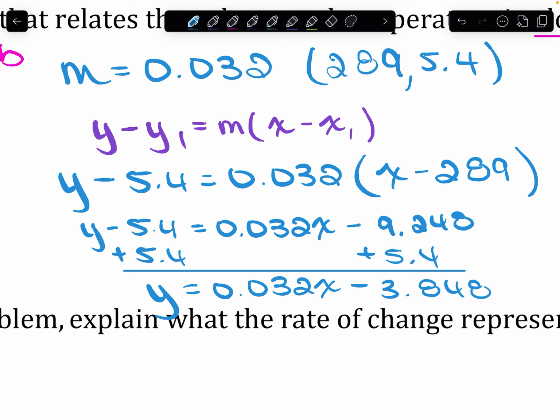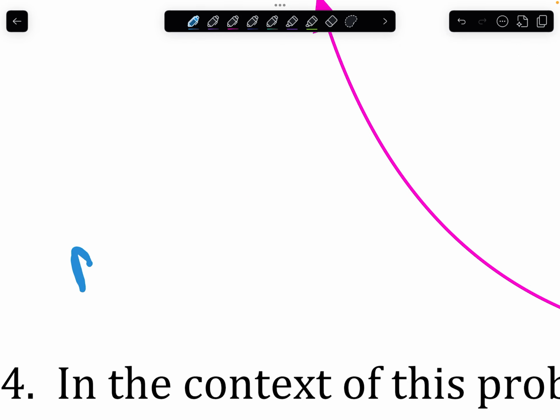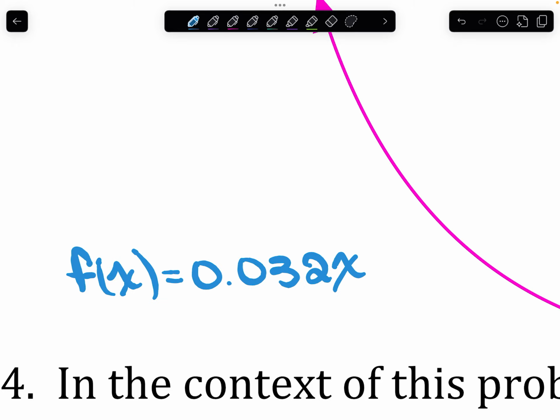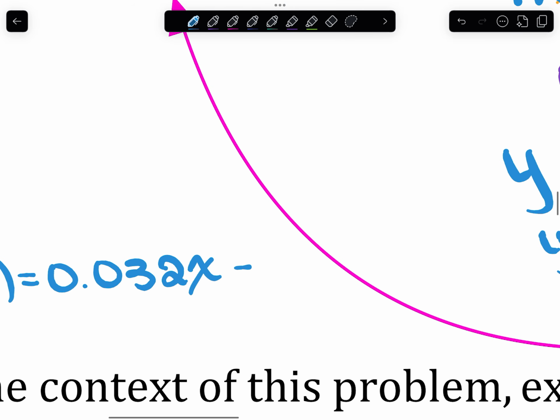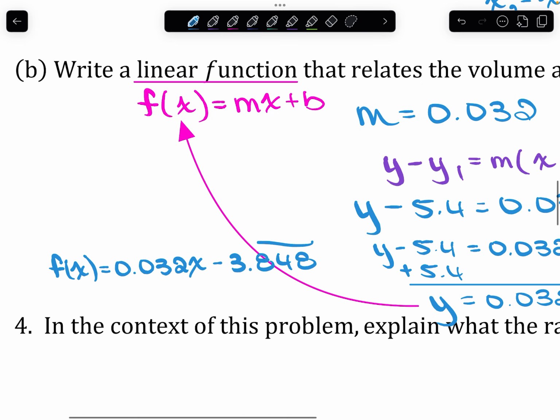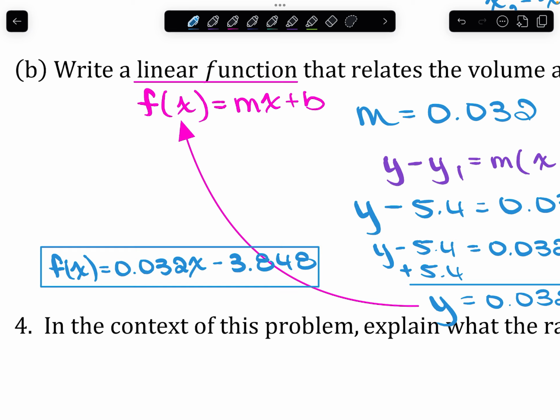3.848. Now, a lot of you are going to box this in here. Remember, it says a linear function. So what we need to do is just replace our boring label y with the fancy label f of x. So I'm just going to do that over here. So f of x equals 0.032x, forgot the back number, minus 3.848. And this is the one we want to box in. It says function, you must have a function label on there.